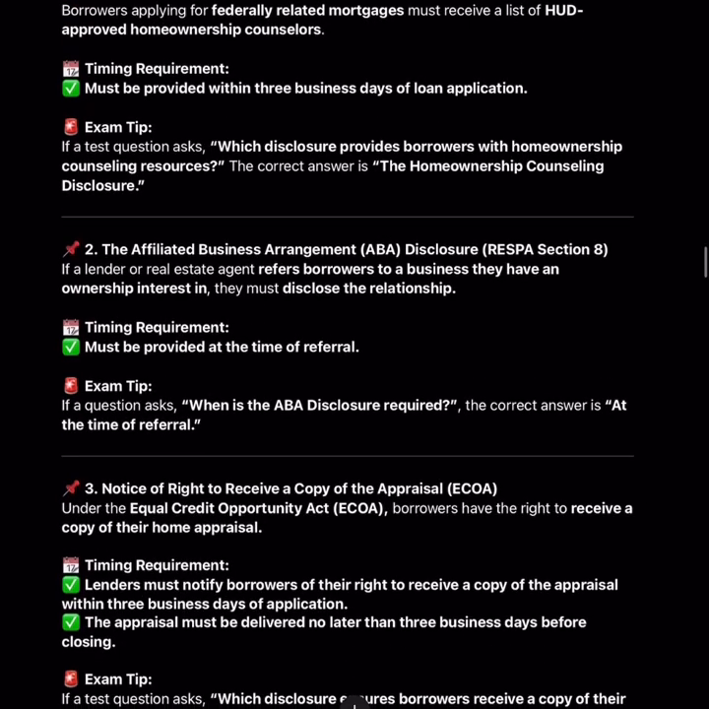Additional disclosure requirements. 1. The Homeownership Counseling Disclosure, RESPA and HPA. Borrowers applying for federally related mortgages must receive a list of HUD-approved homeownership counselors. Timing requirement: must be provided within 3 business days of loan application.